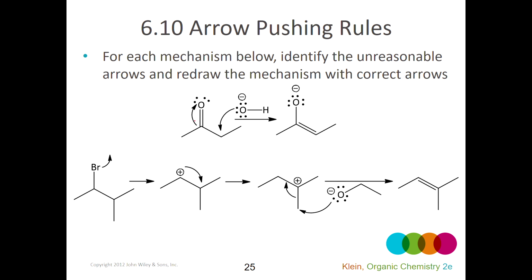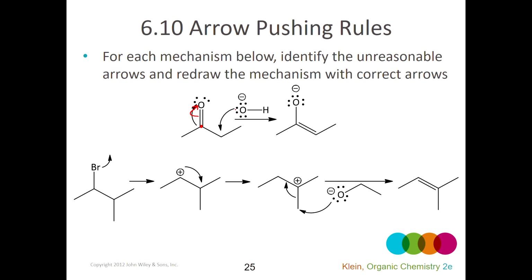What's wrong with this first arrow? Well, the main problem with it is it starts on the carbon. So that's no good. What's happening here? This pi bond here is becoming a lone pair. So the arrow should start on the pi bond and point to the oxygen. So it seems like it's not a big difference, but it really hurts my feelings when you start the arrow on the atom. So start on the electrons and show how those electrons are moving.